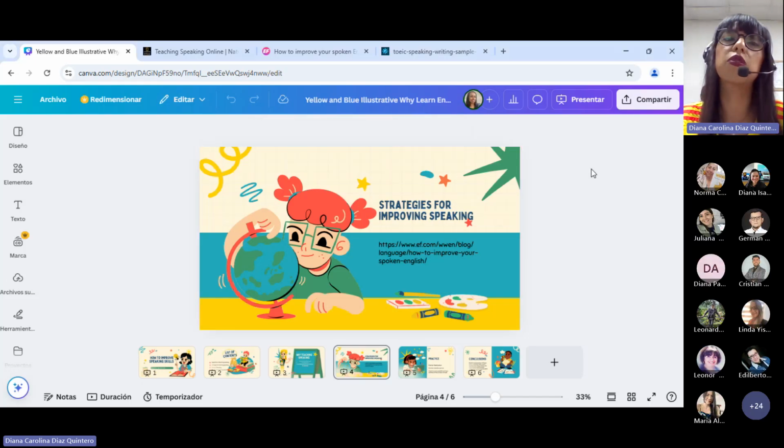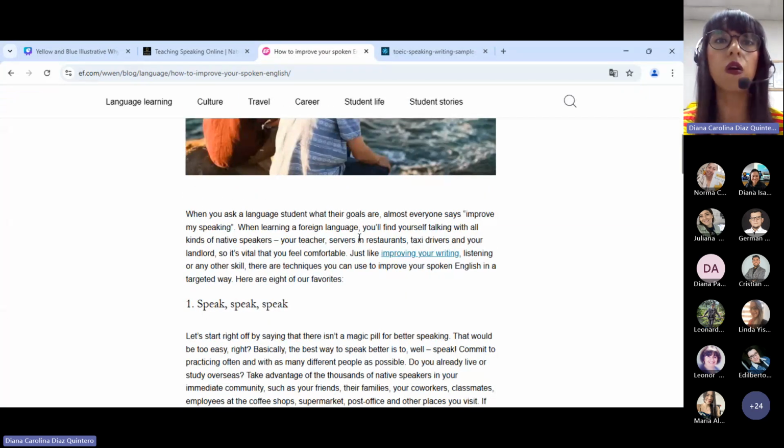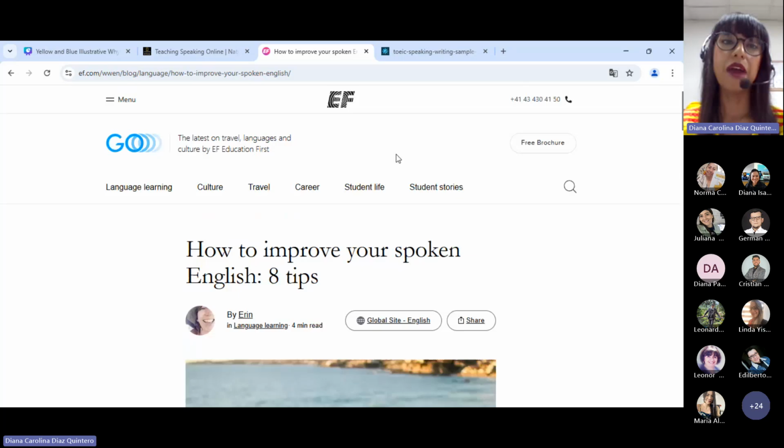Now, I would like to share some strategies that we can use even for ourselves in order to continue practicing. We can also share with our students some of these tips for improving speaking skills, considering online lessons. I recommend this web page, Education First. You can find lots of activities there as well.